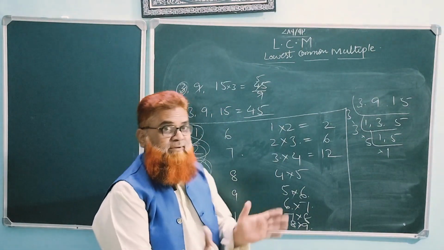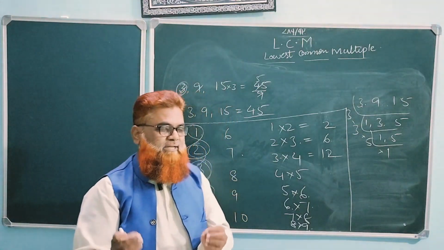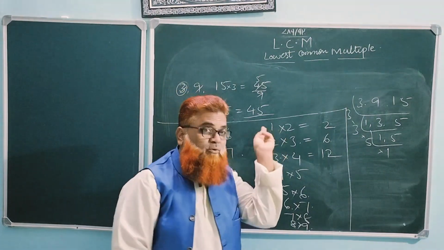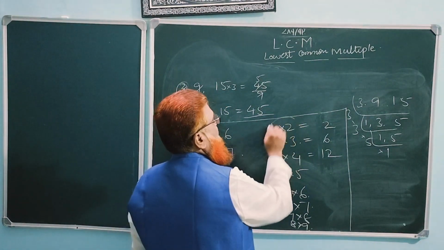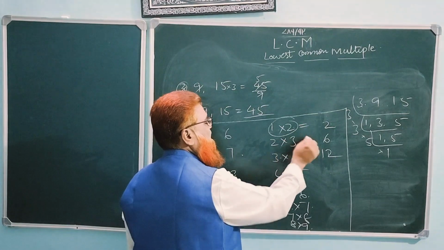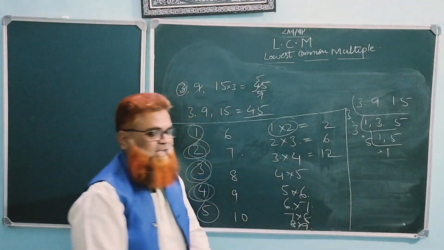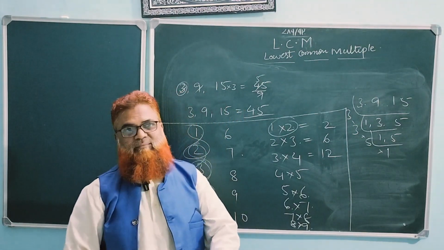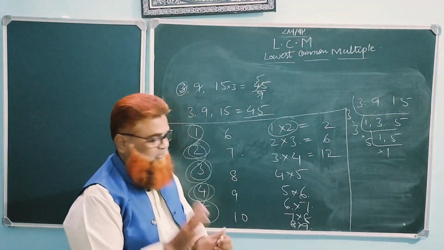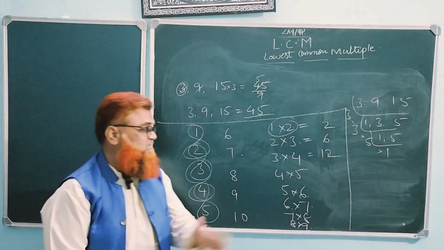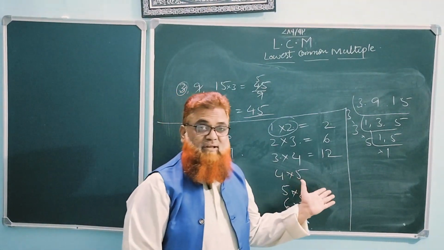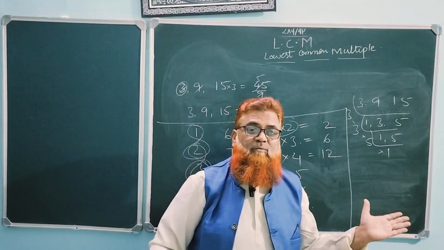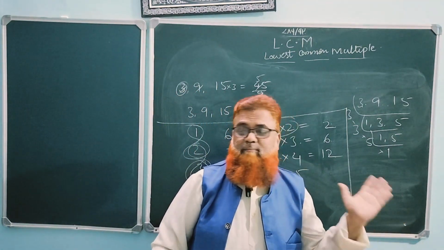And the HCF between any two consecutive numbers is always 1. The HCF of 1 and 2 is 1, of 2 and 3 is 1, of 3 and 4 is 1. HCF between two consecutive numbers is 1. LCM between two consecutive numbers is the direct product. I hope you understand these things. These consecutive numbers also have a term, we call it coprime.